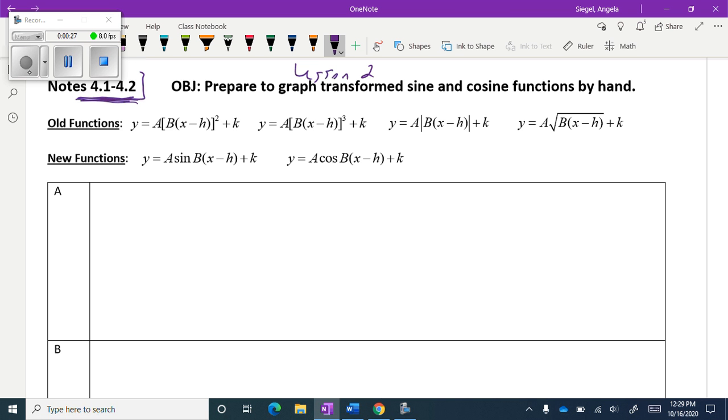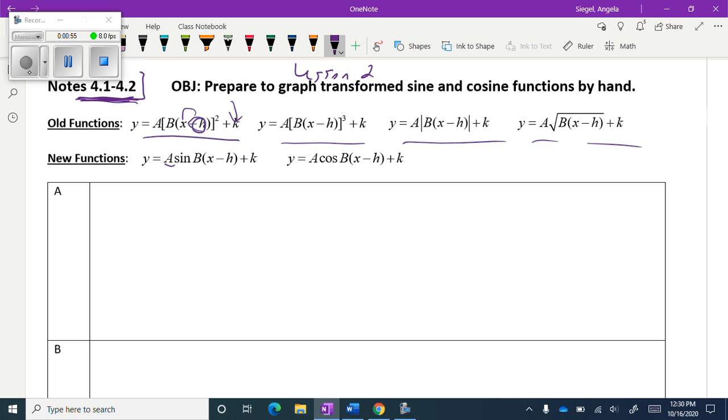So trig functions are no different than any other function. We've had quadratics, we've had cubics, we've had absolute value and square root. They all follow this basic process where this number is always the opposite of what you're looking for, and that moves it left or right. This number moves it up and down. So we're going to be talking about those kinds of things.